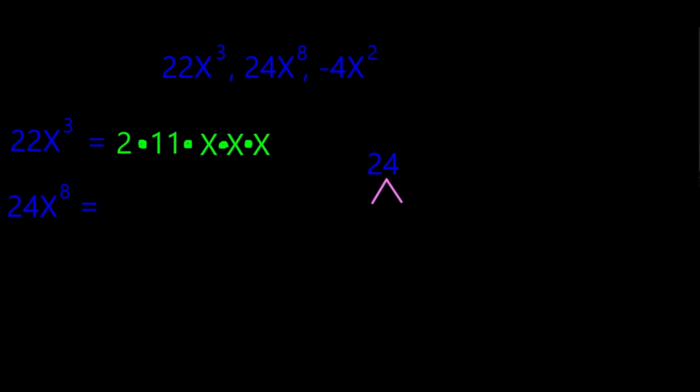The prime factors of 24 are 2 and 12, because 2 times 12 gives 24. We can continue. The prime factors of 12 are 2 and 6, and the prime factors of 6 are 2 and 3. We want to write all the numbers that are at the end of the branches multiplying along with each other for the prime factors of 24.